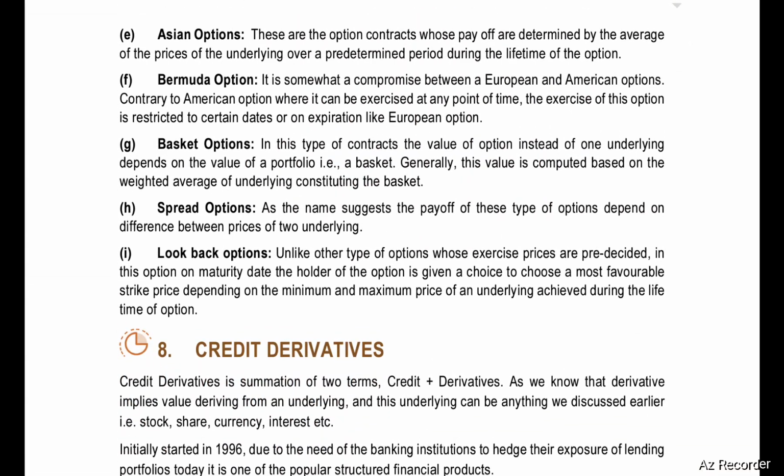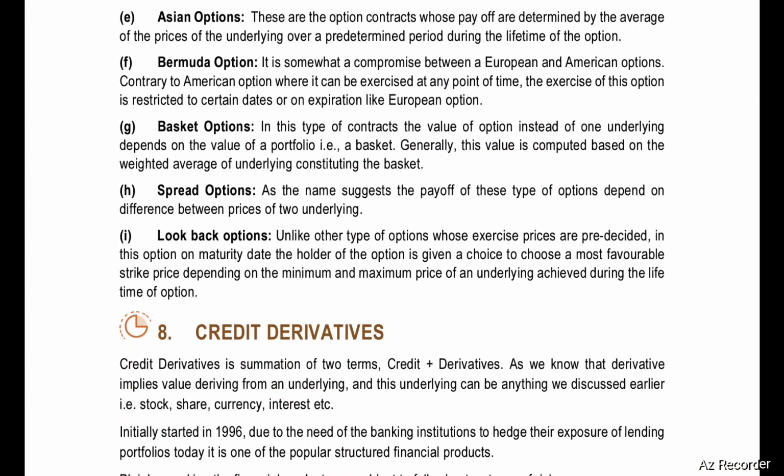Next, Asian options. These are the option contracts whose payoff are determined by the average of the prices of the underlying over a predetermined period during the lifetime of the option. Next, Bermuda option. It is somewhat a compromise between European options and American options. Contrary to American option, where it can be exercised at any point of time, the exercise of this option is restricted to certain dates or on expiry like European option.